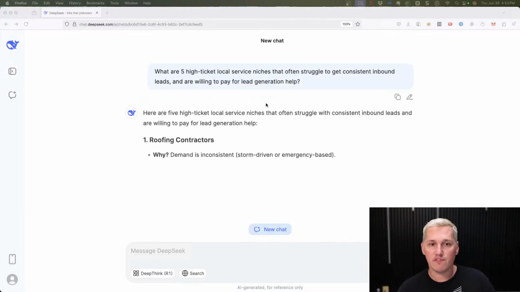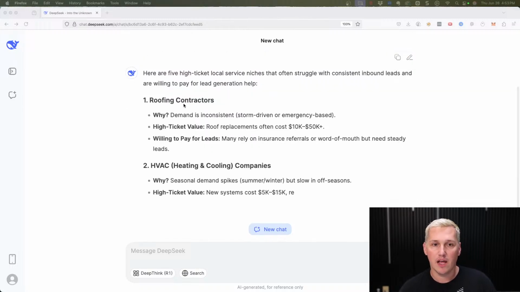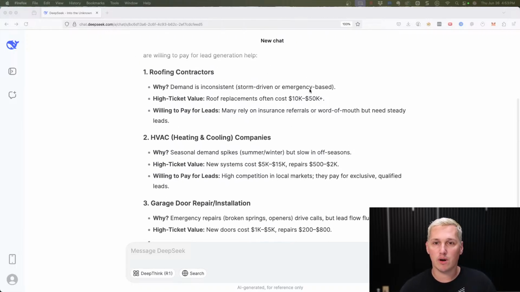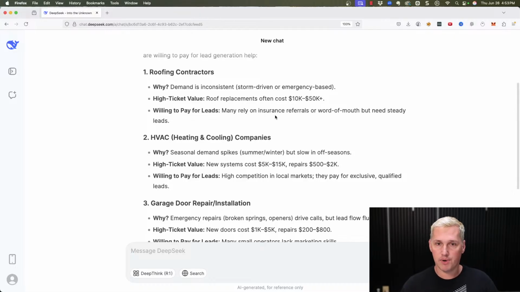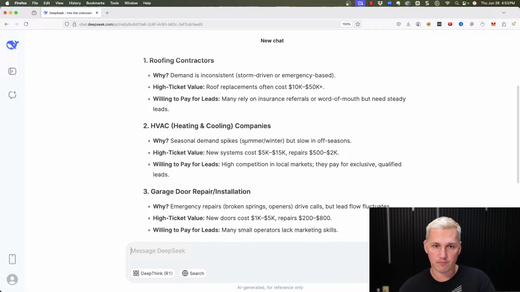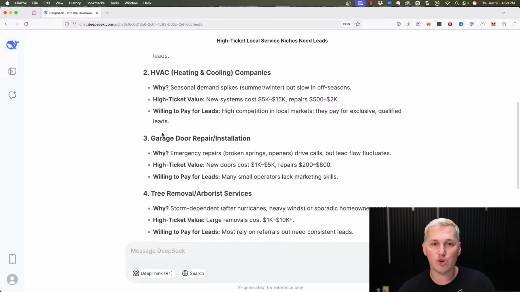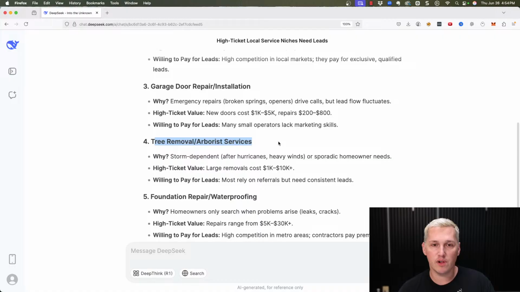So here we go. Here are 5 high-ticket local service niches that often struggle with consistent inbound leads and are willing to pay. Roofing contractors. Why? The demand is inconsistent, so it's either storm-driven or emergency-based. It's got a high-ticket value because roof replacements cost $10,000 to $50,000. And they rely on insurance referrals, but they need more of a steady lead source. It's going to keep explaining. HVAC company. I had an HVAC company out at my house today, so that makes sense. Garage door repair and installation. There's one that we haven't really talked about much on this channel. Another one, tree removal and arborist services.